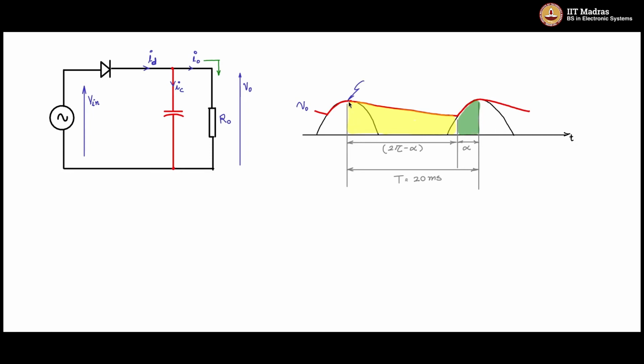So I'll call this point here V1, the peak value. Once the capacitor is discharged, the point of intersection where the diode again turns on, we will call V2. So basically the ripple amplitude is V1 minus V2.